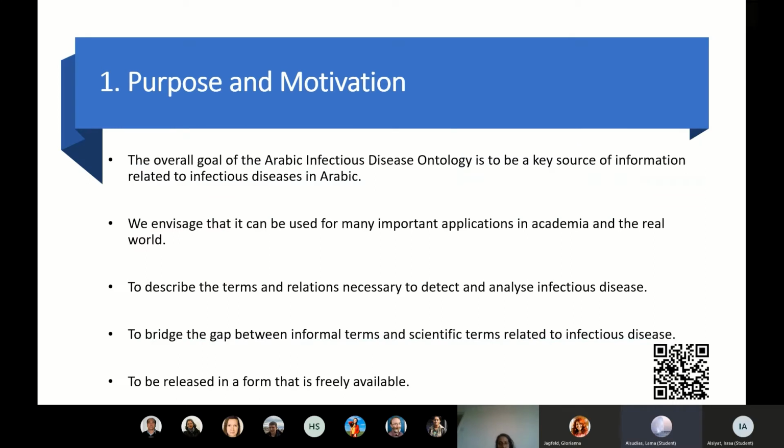First, I will explain the purpose and motivation of this work. The Arabic infectious diseases ontology is classified as a domain ontology, where the concepts and relations belong to a specific domain. Here, it is infectious diseases. The overall goal of the ontology is to be a key source of information related to infectious diseases in Arabic. It can be used for many important applications in academia or the real world.